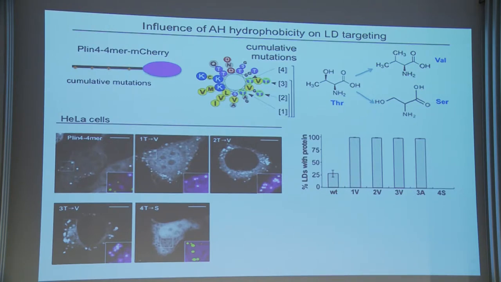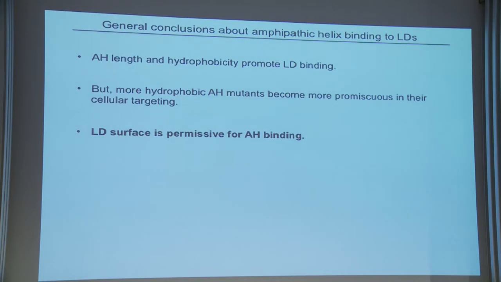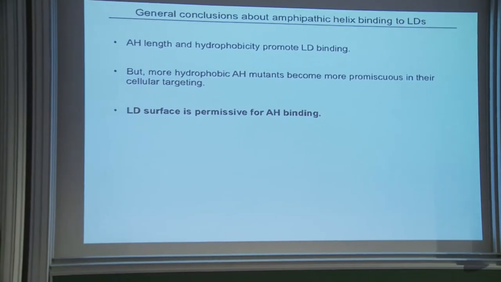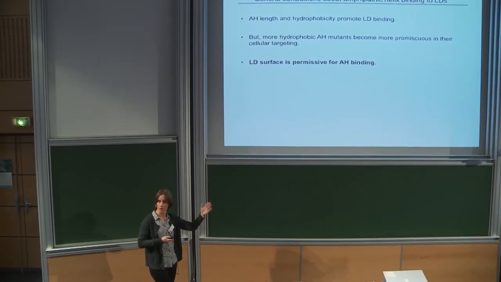But then another thing happens. If it's more hydrophobic, it goes to lipid droplets better, but you can see also that the cellular pool of the helix changes. In fact, if it's more hydrophobic, it starts to invade other cellular membranes very efficiently. Here in a cell that is expressing the protein more highly, you can see very strong endoplasmic reticulum signal, but it probably goes to all sorts of membranes. Whereas where you have low level expression, you see primarily lipid droplets. So from this, we can conclude that both length and hydrophobicity improve binding to lipid droplets. But if you're more hydrophobic, then you lose specificity. You become more promiscuous for other membranes.